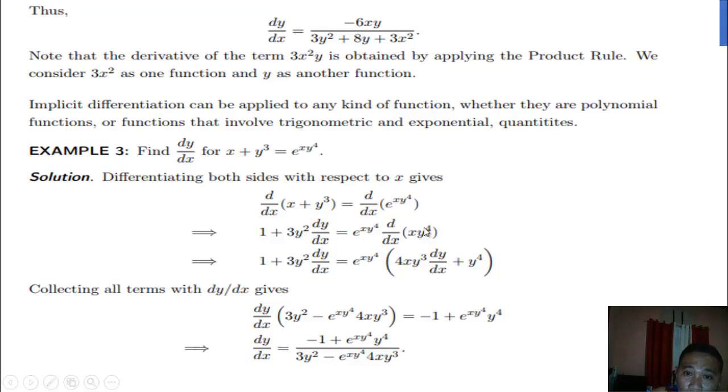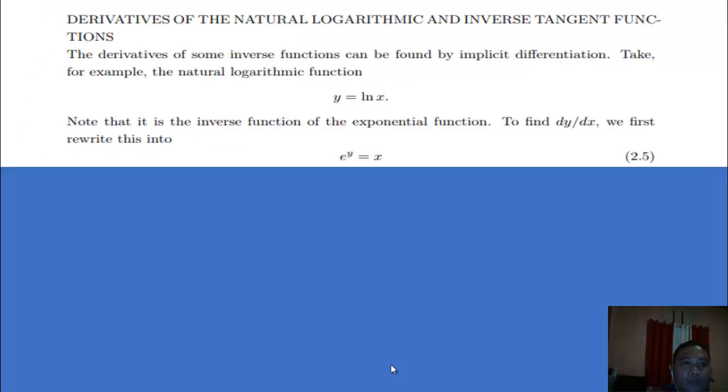Yan, dy dx kasi in terms of y. Plus, ito ay 1 times y to the fourth. Then, lahat ng dy dx sa kabila, lahat ng walang dy dx sa kabila. Then, you have negative 1 plus e to the xy to the fourth times y to the fourth, all over 3y squared minus e raised to the power of xy to the fourth times 4xy cubed. Any question? Just comment below.